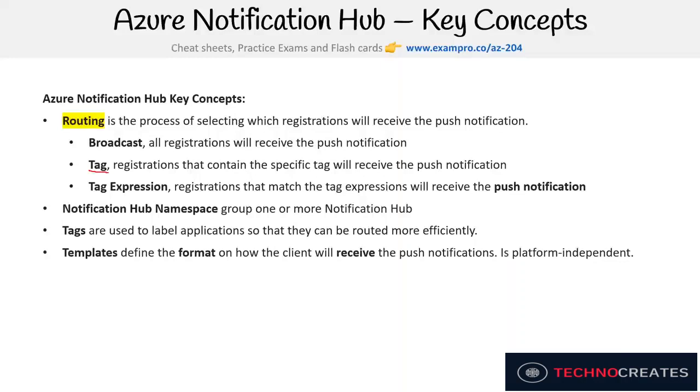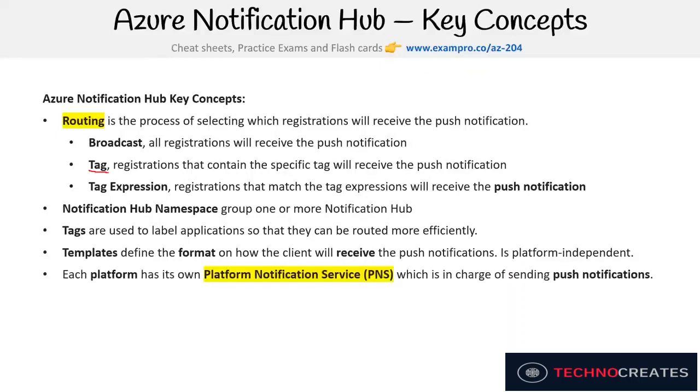You have templates. These define the format of how the client will receive the push notification, and it's platform specific. Each platform, it says platform independent, so platform specific, I think, is probably a better word there. Each platform has its own platform notification service, which is in charge of push notifications. So the idea is that Azure Notification Hub is basically an adapter to a variety of services that are offered by these other telecom or notification companies, okay?